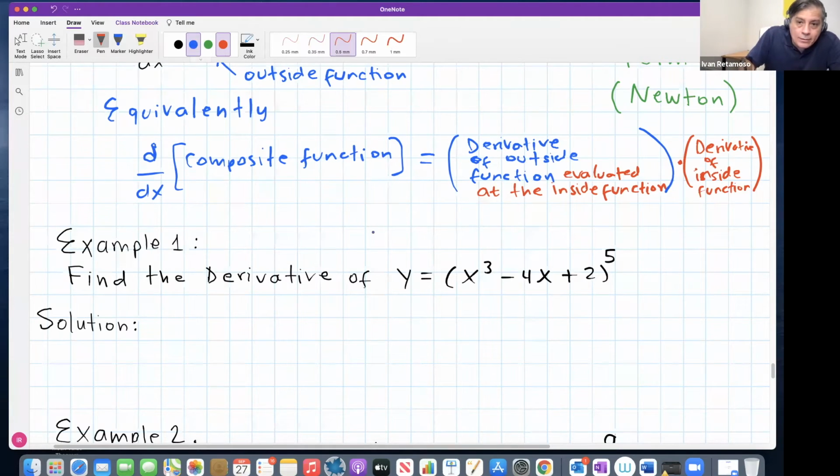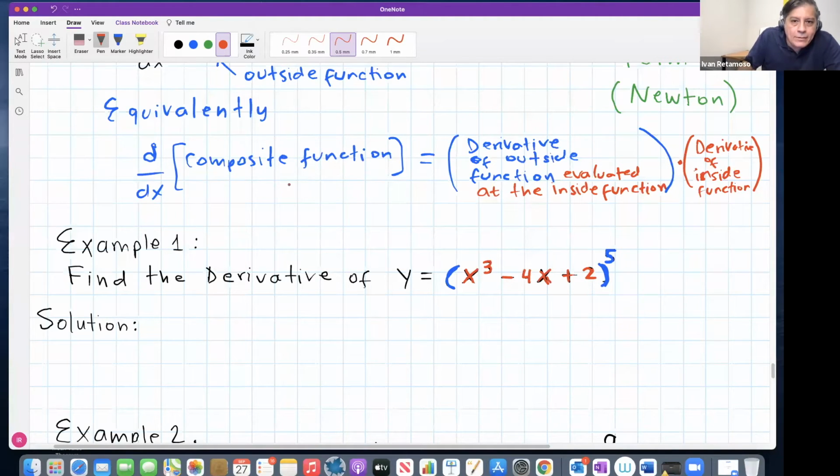Well, I'm going to use colors. I'm going to identify my outside function in blue here as the 5th power of some input value. 5th power function outside. And my inside function will be what we used to call u, remember? The stuff inside, x cubed minus 4x plus 2, inside function.